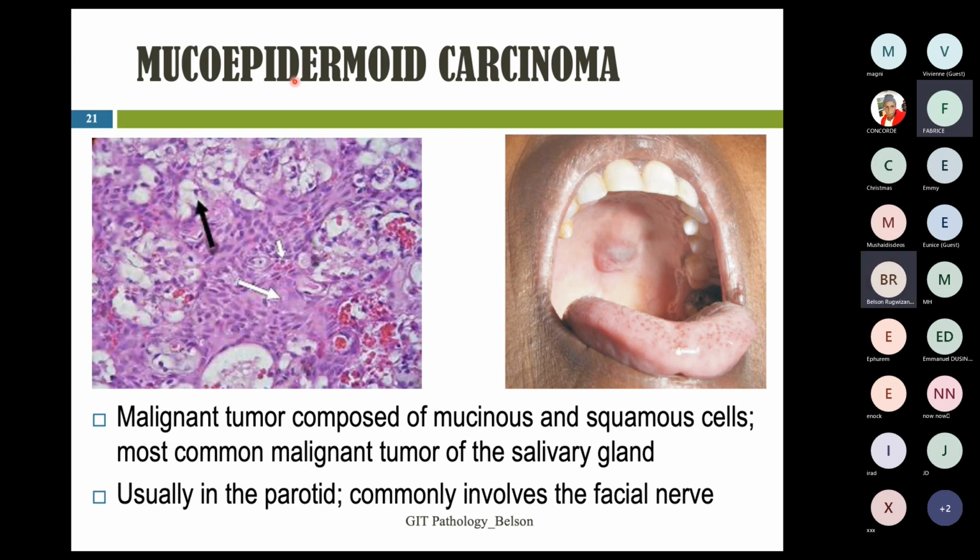But this one, I saw a child of 4 years having it. So it can be seen in the oral cavity, in salivary glands, and so on. But usually it is seen in the salivary gland, and it is the most common malignant tumor of the salivary glands.